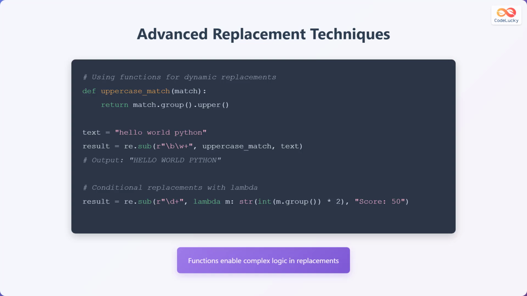You can also use lambda expressions for conditional replacements. The code result = re.sub(r"\d+", lambda m: str(int(m.group()) * 2), "score: 50") will double the number found in the string "score: 50".